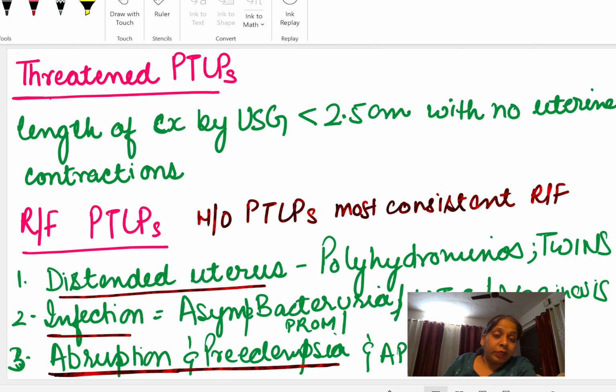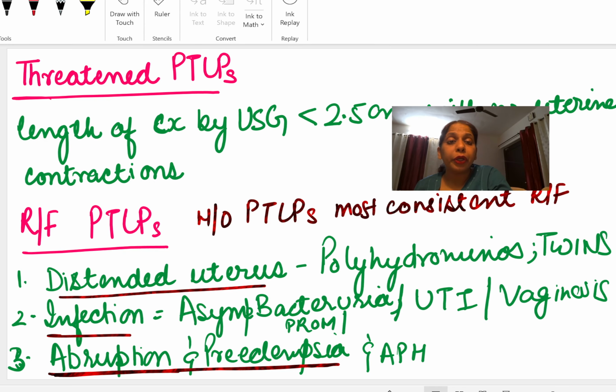So in polyhydramnios the uterus is distended, in twins the uterus is distended, in diabetes the uterus is distended. So whenever the uterus is distended, there will be preterm labor pains. And then in the infections, what are the infections? Asymptomatic bacteriuria, then UTI, vaginosis, these are the infections which occur. And PROM, you can say, all these prone the patient to preterm labor pains. Abruption and preeclampsia, because they interfere with placental integrity, also cause preterm labor pains.